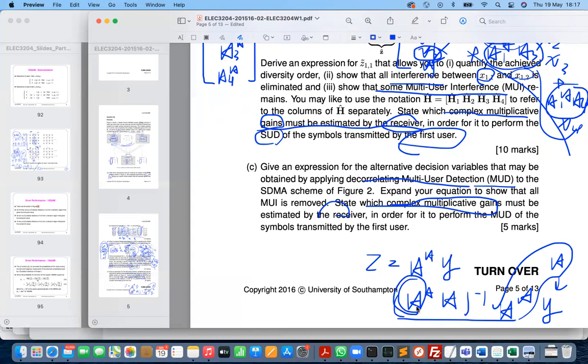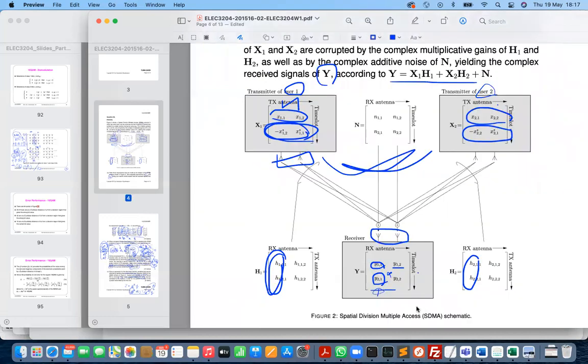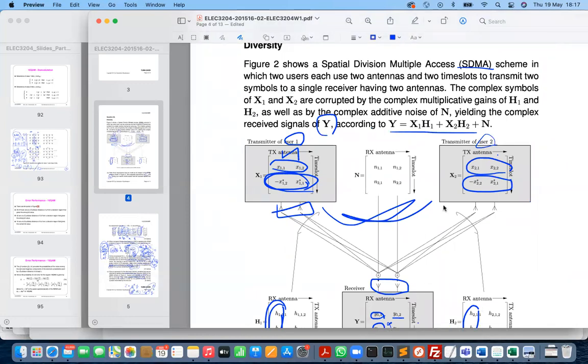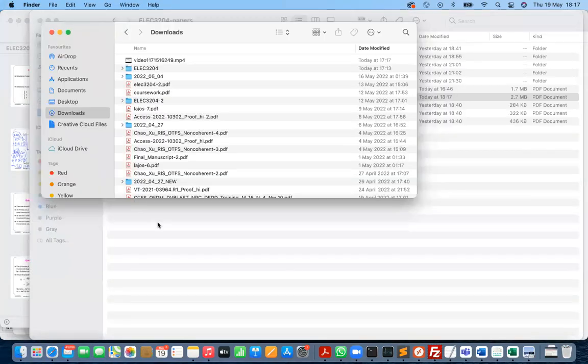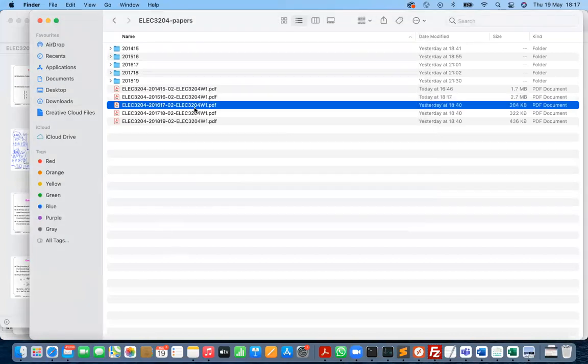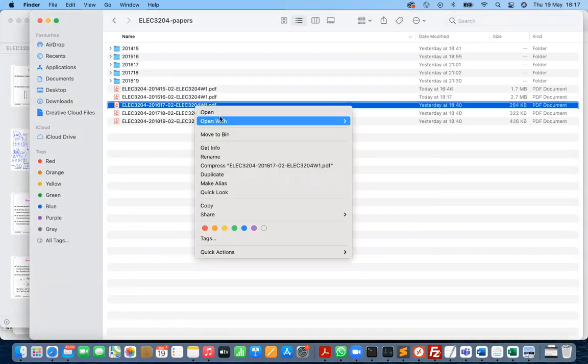So this question is actually quite simple compared to coursework because everything you need for the equations is already presented in here. Okay, so that was the second exam paper. Let's look at the third exam paper.